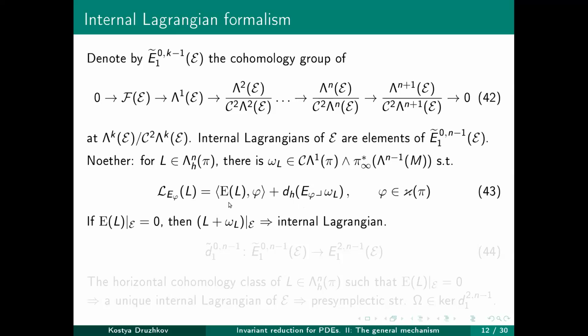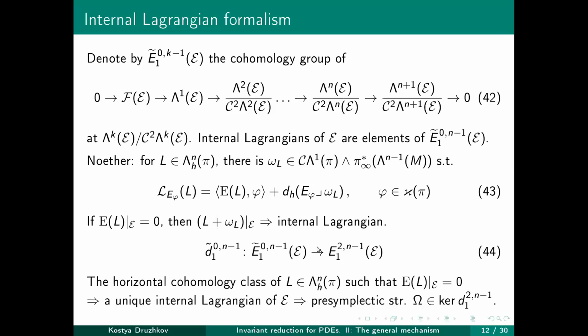E of L is the Euler operator. E of L equals 0 describes the corresponding Euler-Lagrange equations. And here we have d_H, the horizontal differential, of some contraction of this form. If the variational derivative of a Lagrangian vanishes on our system epsilon, then this combination L plus omega_L restricted to epsilon gives rise to a unique internal Lagrangian.